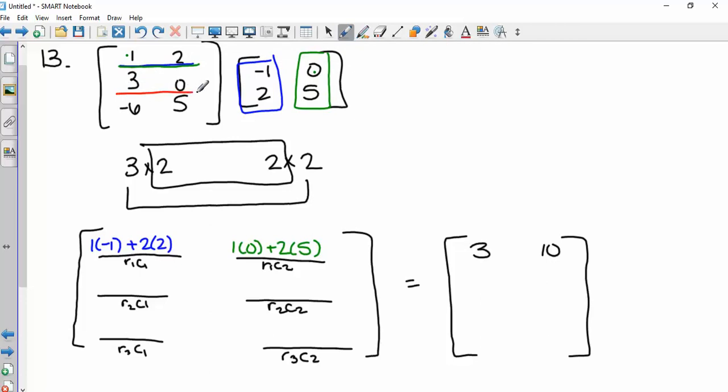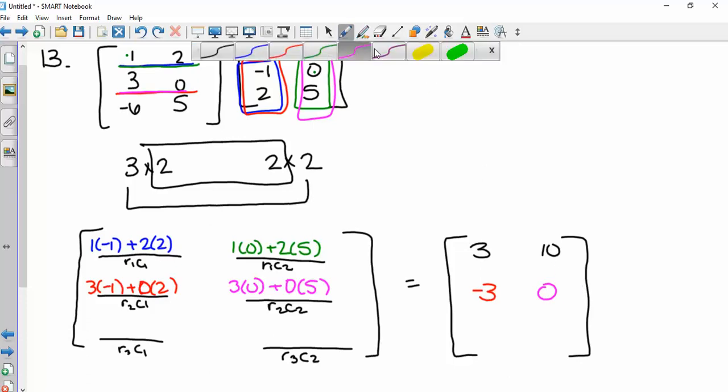Alright, next up. We have row 2, column 1. So I am taking row 2 times column 1. So 3 times negative 1 plus 0 times 2, which gives me negative 3. Row 2, column 2. So that's 3 times 0 plus 0 times 5. And we get a 0.